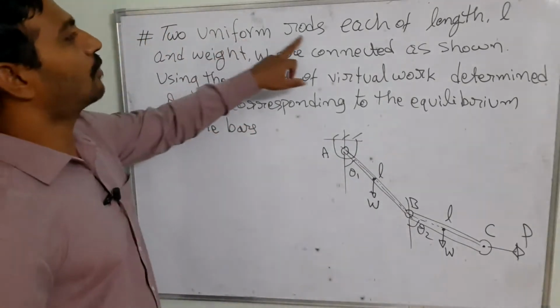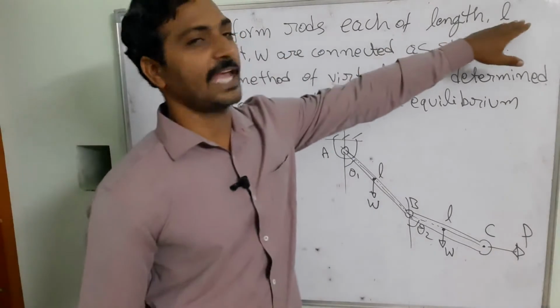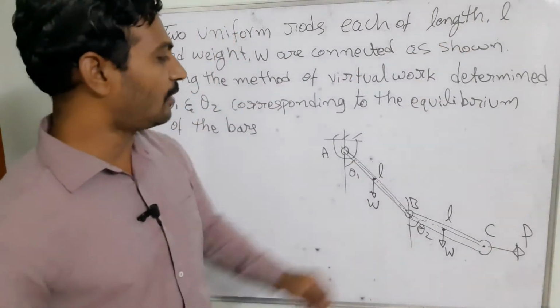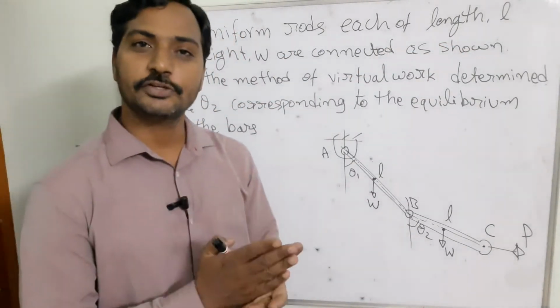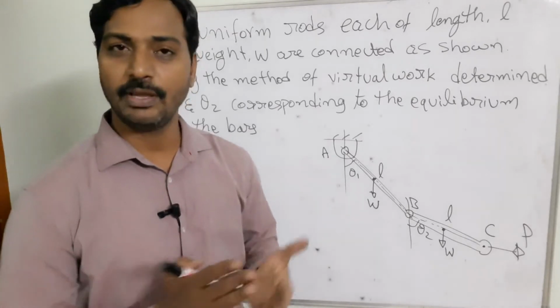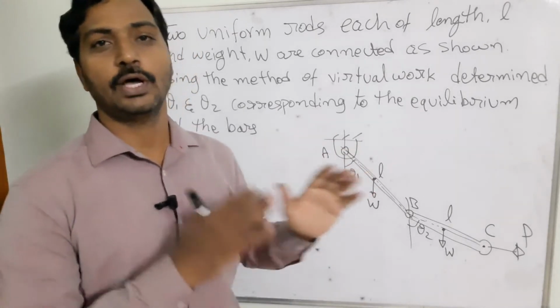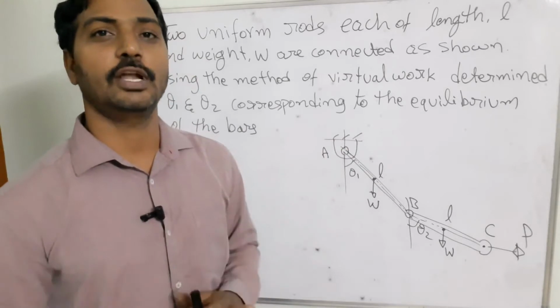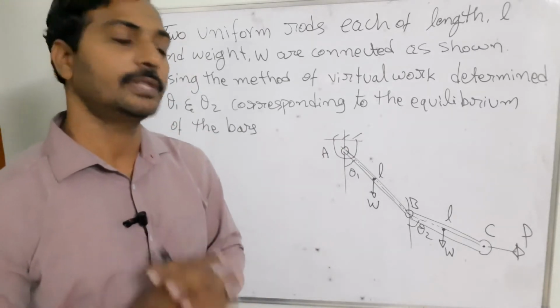The two uniform rods, each of length L. So here are the two uniform bars. It means that their cross section is going to be constant. It is not going to vary from end A to end B. The cross section is constant, that means the area is constant.